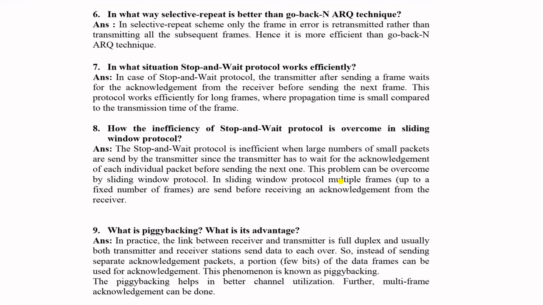Now, in what way is selective repeat better than the go back N ARQ technique? In the selective repeat scheme, only the frame in error is retransmitted rather than transmitting all the subsequent frames. Hence it is more efficient than go back N. In what situation does the stop and wait protocol work efficiently? The transmitter, after sending a frame, waits for the acknowledgement before sending the next frame. This protocol works efficiently for long frames when propagation time is small.